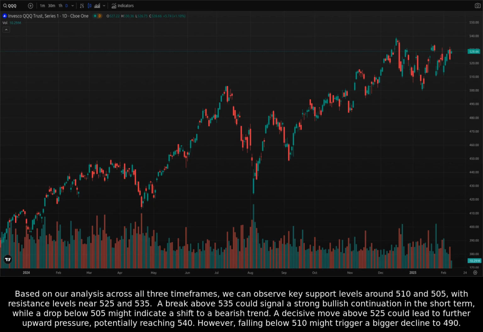hourly charts. Based on our analysis across all three timeframes, we can observe key support levels around 510 and 505, with resistance levels near 525 and 535. A break above 535 could signal a strong bullish continuation in the short term, while a drop below 505 might indicate a shift to a bearish trend. A decisive move above 525 could lead to further upward pressure, potentially reaching 540. However, falling below 510 might trigger a bigger decline to 490.